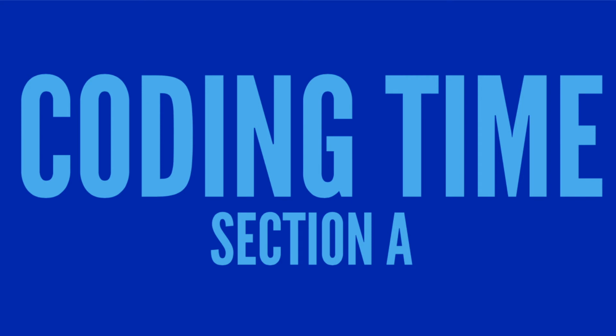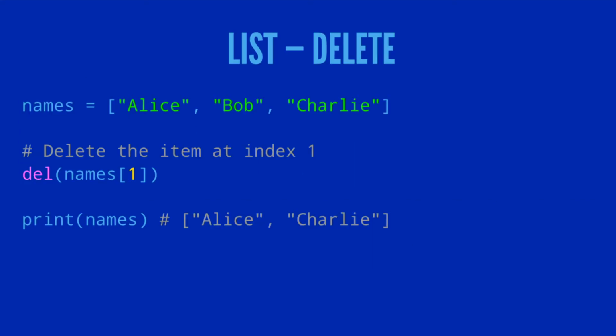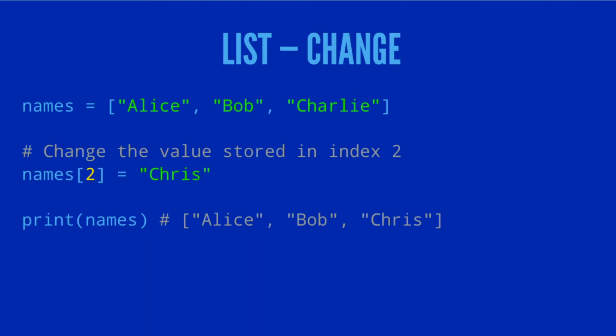So someone's just asked how do you delete stuff from the list. So if you just refer to this, it's del brackets name, so the name of your list, and then the index of whatever you want to delete. To change something in the list, that's back here. So you do the name of your list and then the index of what you want to change, and then you put equals and your new value.